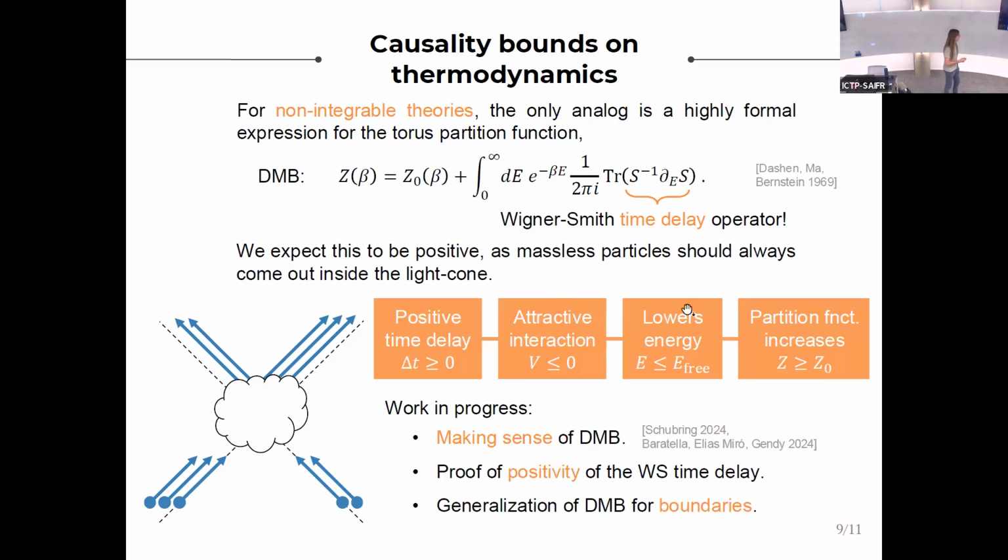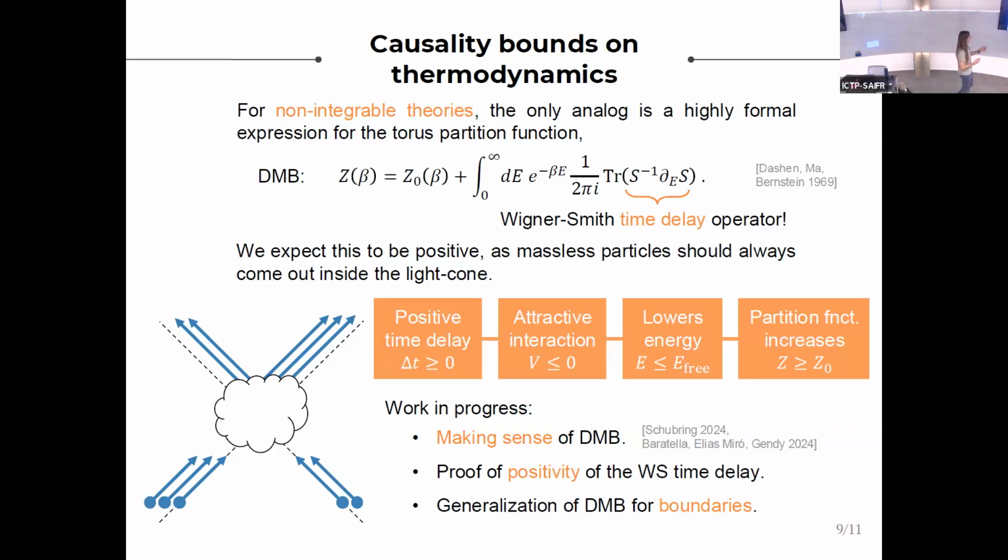And the idea is the following. Causality requires time delay to be positive, and positive time delays are in general associated with attractive interactions. You can think of this as two particles come in. If the interaction is attractive, they could form some bound state for a while, and then they go out. That clearly is a positive time delay.